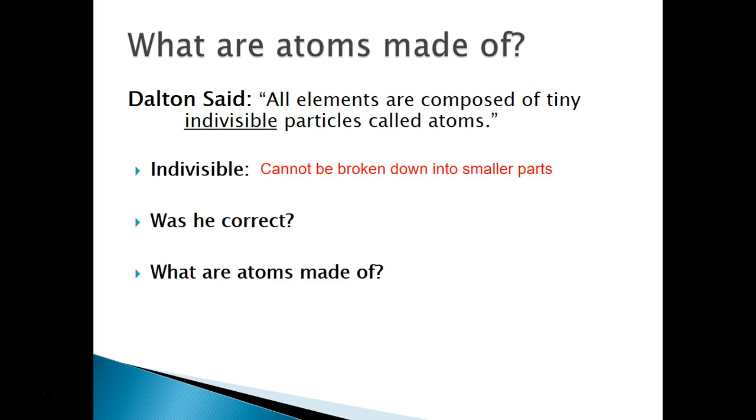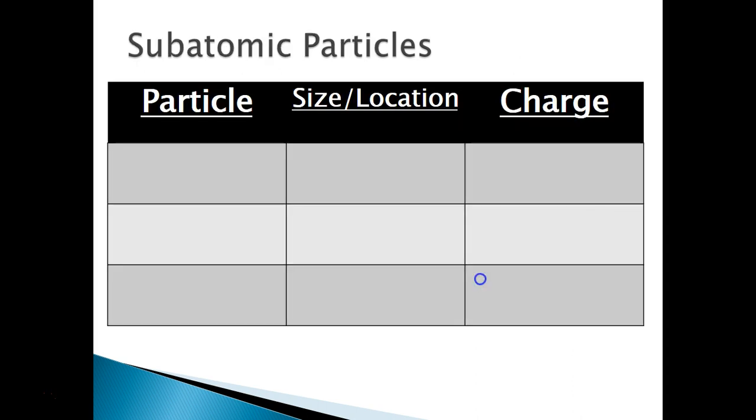Dalton also said that elements are composed of tiny, indivisible particles called atoms. Well, indivisible means cannot be broken down into smaller parts. So when Dalton said this, he was not correct, because we know that atoms actually are made of smaller parts called subatomic particles. And there's three subatomic particles: protons, neutrons, and electrons.